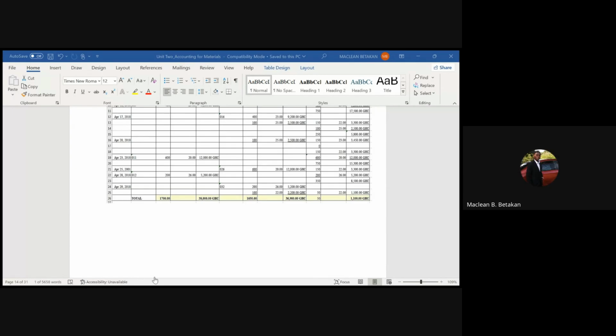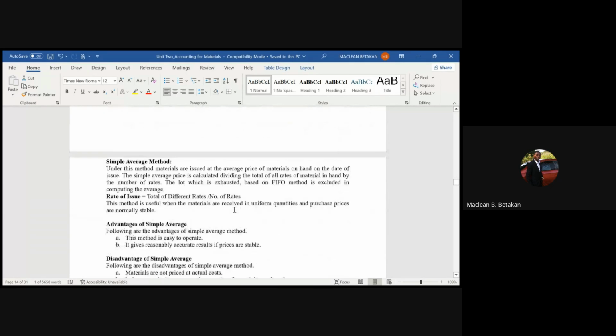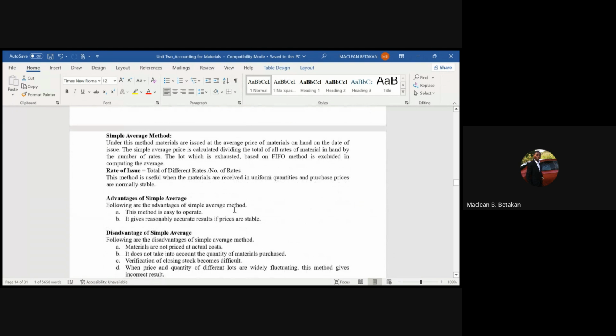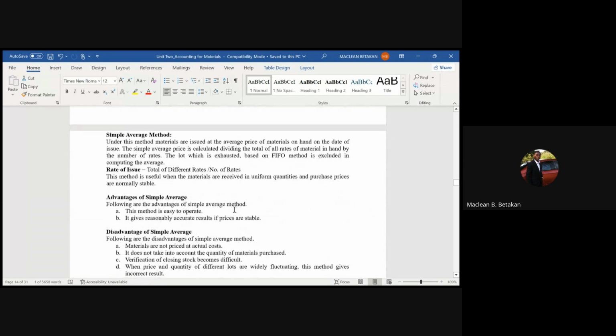Okay, so we are using the same question for the next method, simple average. So with the simple average, as I indicated, you are just looking at the averages of the prices. So we are looking at the average of prices. Our focus is on prices here.